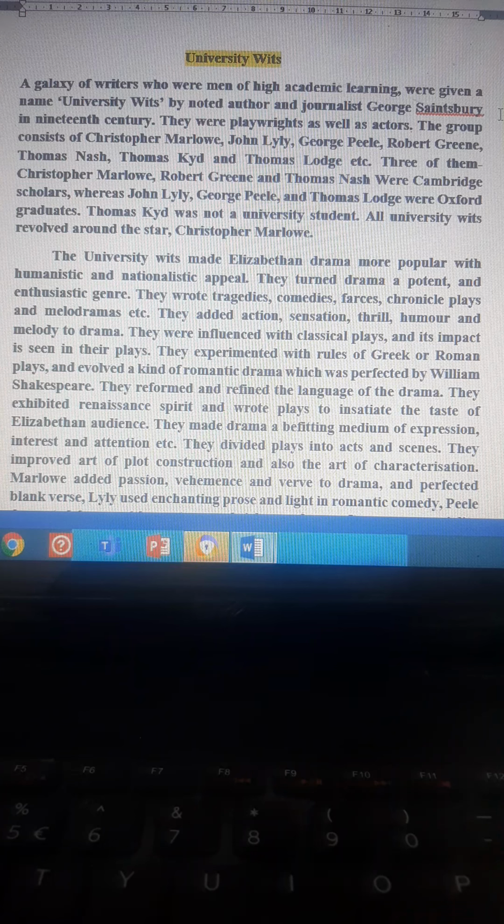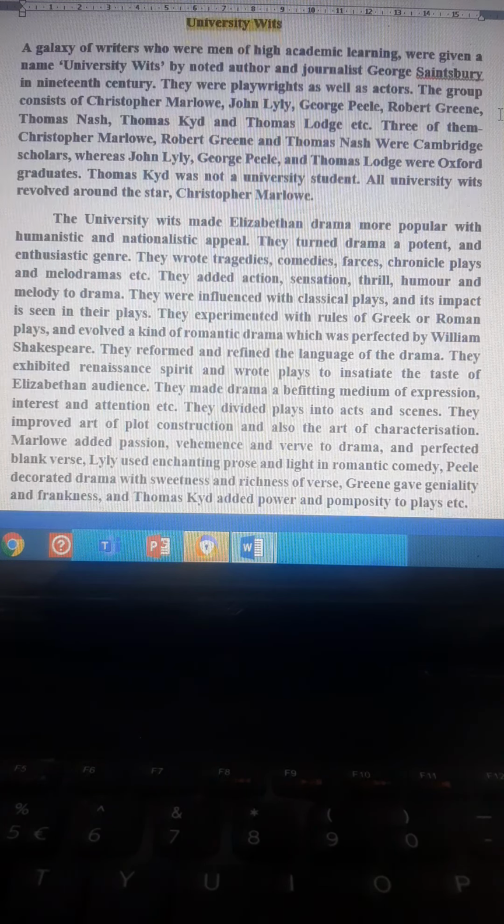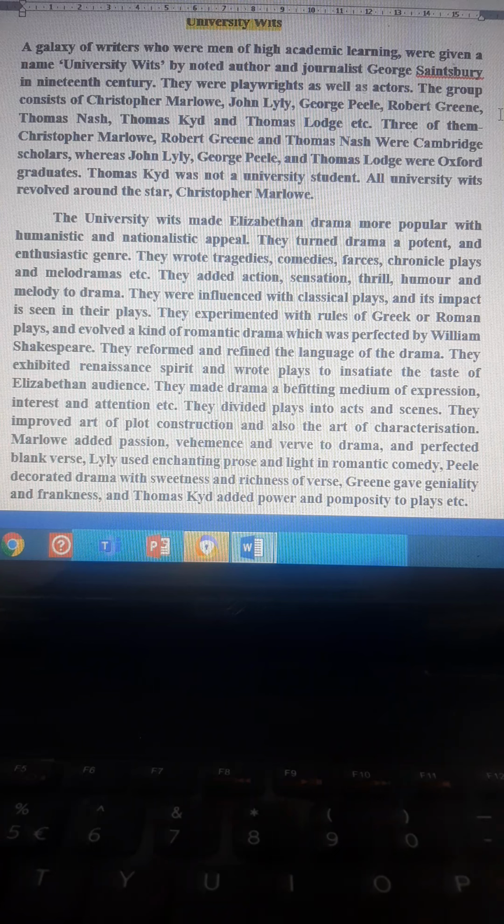The term was applied to these seven dramatists by George Sainsbury not in the time of their lives but in the 19th century. They were playwrights as well as actors. The group consists of Christopher Marlowe, John Lilly, George Peele, Robert Greene, Thomas Nash, Thomas Kidd and Thomas Lodge, etc.